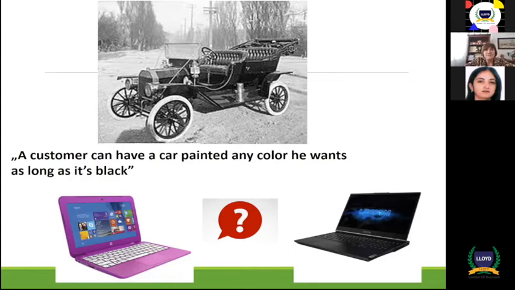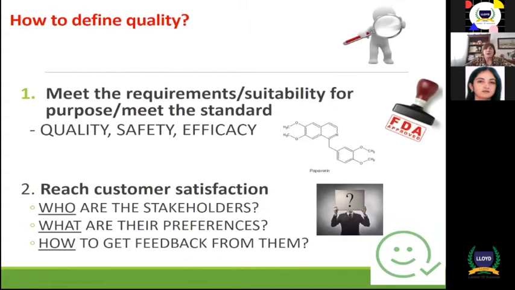I think none of us saw a green colored capsule or tablet. Maybe there are, I don't know, but no. So there are some colors which simply don't fit different things. So how to define quality?